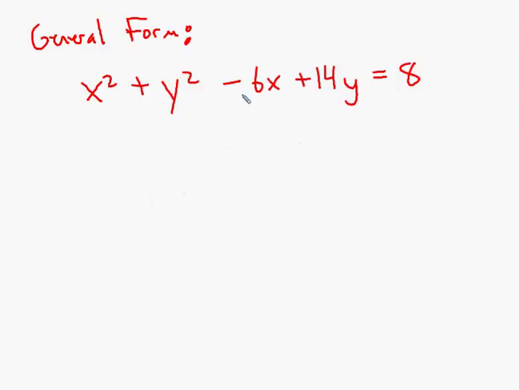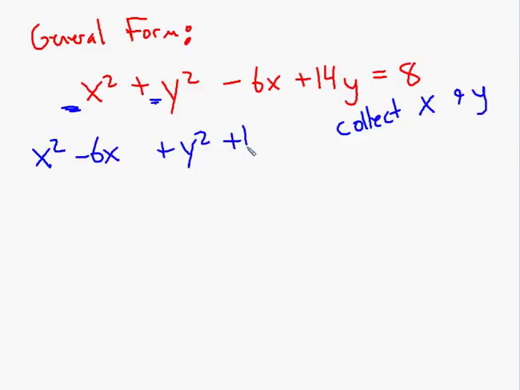Alright, so here's an example general form. Notice, I know this is a circle because the same things are in front of x squared and y squared, and they're both positive. So what am I going to do? I'm going to collect x's and y's and group them together. So I'm going to write x squared minus 6x plus y squared plus 14y equals 8. That's the first thing I'm going to do.